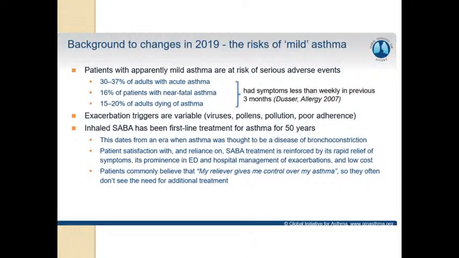But why? Because a lot of patients with so-called mild asthma use only SABA, only reliever medication, because asthma is not bothering these patients significantly. And now there are results showing that patients with mild asthma have a risk of serious adverse events of 30% and more, and approximately 20% of fatal asthma, dying of asthma.